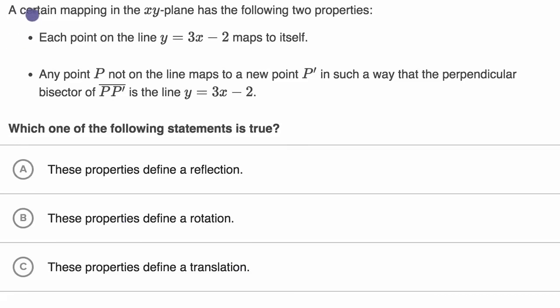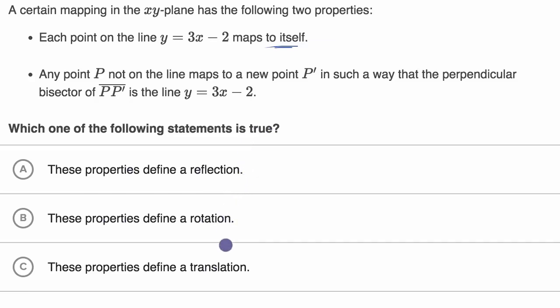We're told that a certain mapping in the xy plane has the following two properties. Each point on the line y is equal to 3x minus 2 maps to itself. Any point P not on the line maps to a new point P prime in such a way that the perpendicular bisector of the segment PP prime is the line y is equal to 3x minus 2. Which of the following statements is true? So is this describing a reflection, a rotation, or a translation?